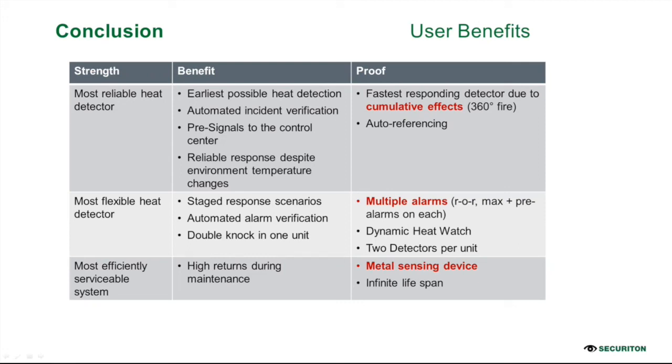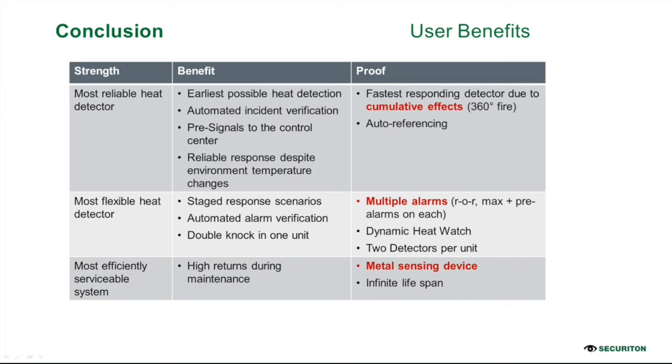So this is the fastest responding D2 360 fire detector, so it can be placed in any way. The entire stainless steel, as well as the detection area, covers 360-type fire areas. And it has auto-referencing as well. As I mentioned, one of the key points is we have multiple alarms, which are rate of rise and maximum, as well as a pre-alarm of rate of rise, which puts us in a very good position to detect, to alert, and also to suppress accordingly.